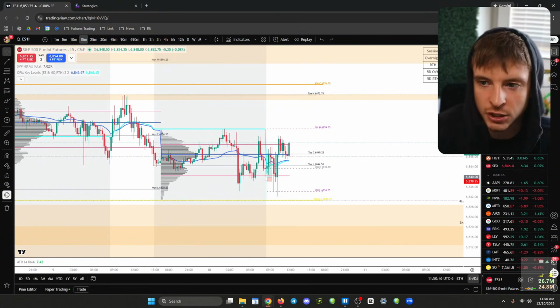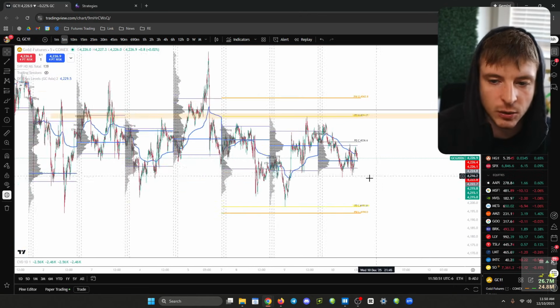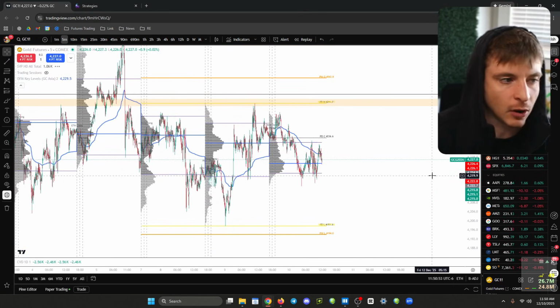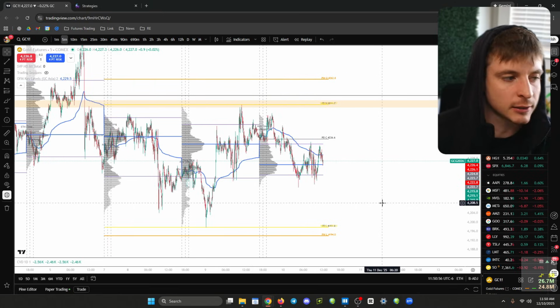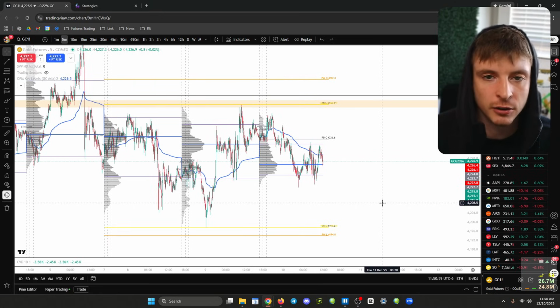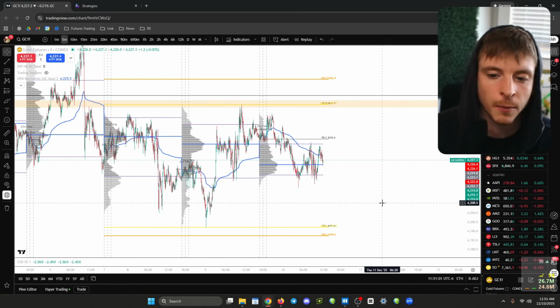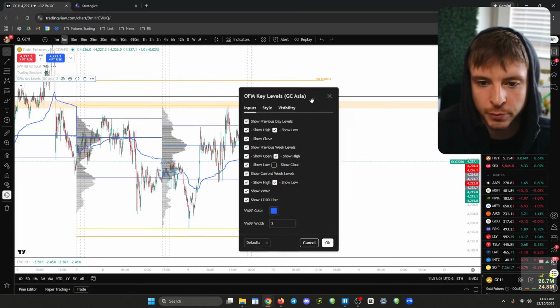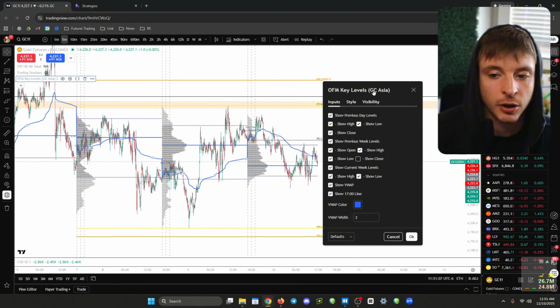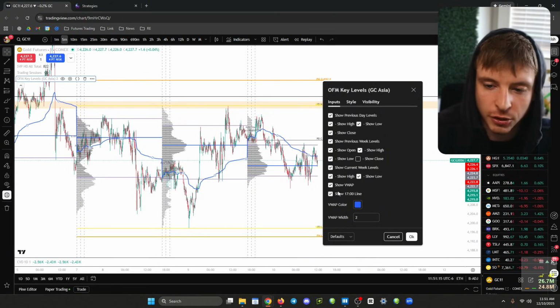And also just going over the GC one real quick. This is what the GC one looks like. It's a little bit different, but it's also pretty similar. So I customized it to specifically be tailored to the Asia session, if you will. Like I said, it's going to show you the previous week open, high, low, and close, the current week high and low. It's also going to show you ETH VWAP.